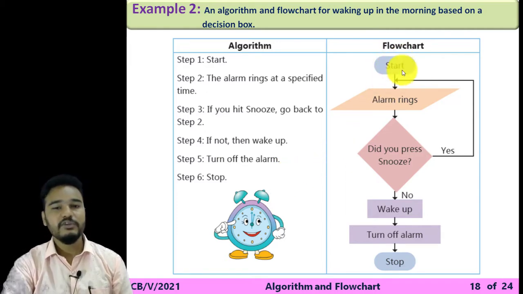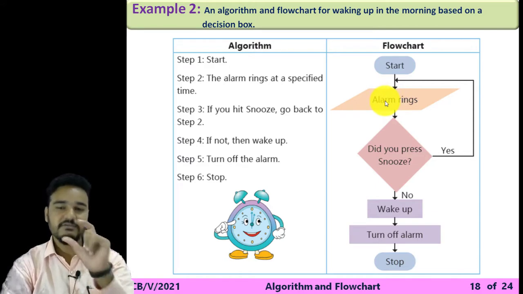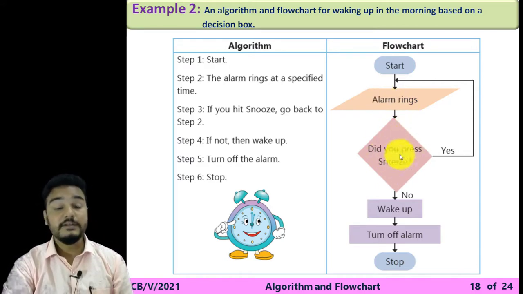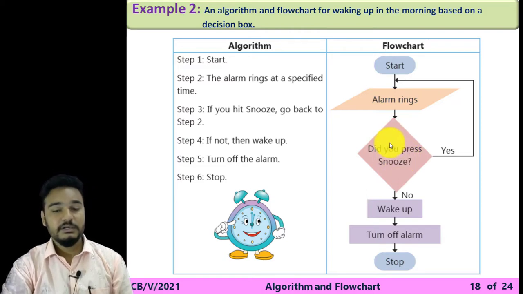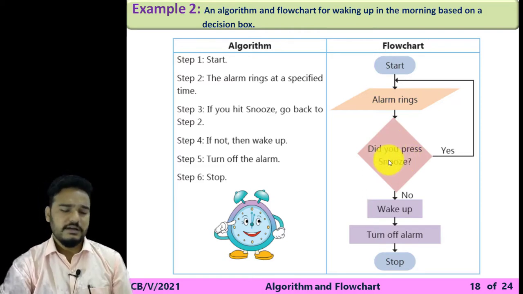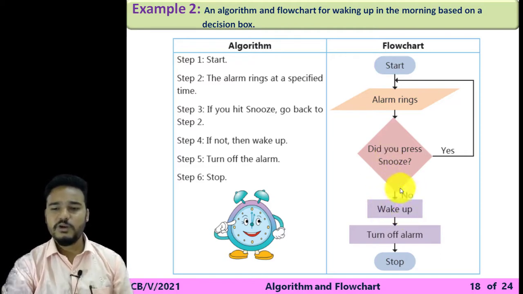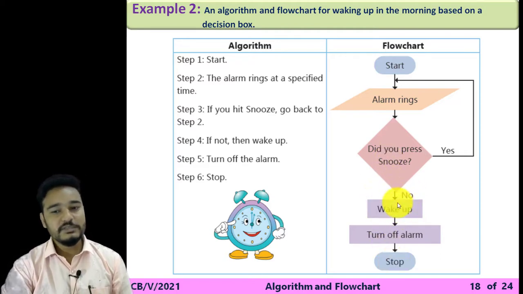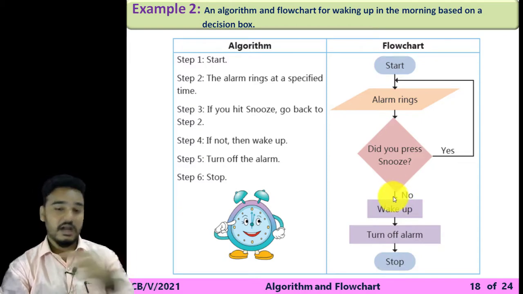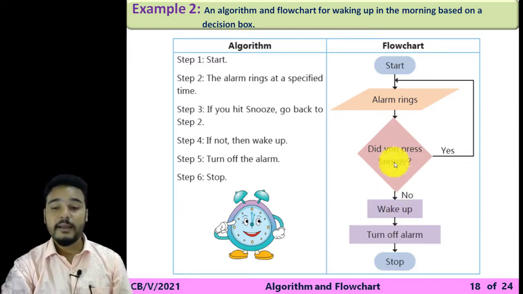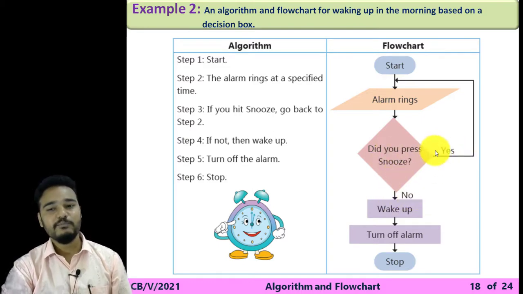Start is there, then first is input: alarm rings, meaning we have set that time. Now here the diamond symbol is used. Did you press snooze? No, if I didn't press snooze, I directly wake up, turn off the alarm, stop. Whenever a line is coming from a diamond symbol, there you can write no or yes.